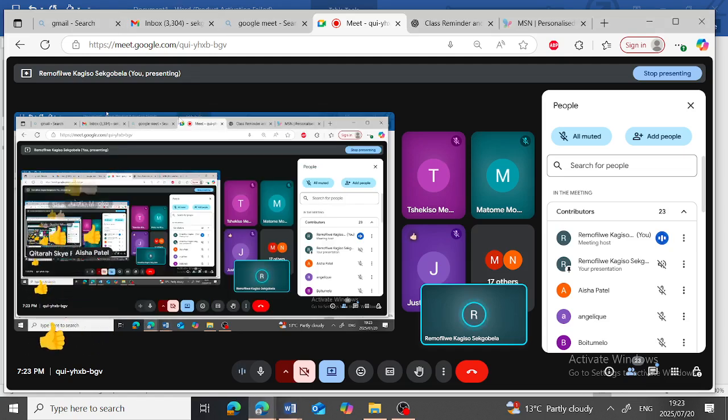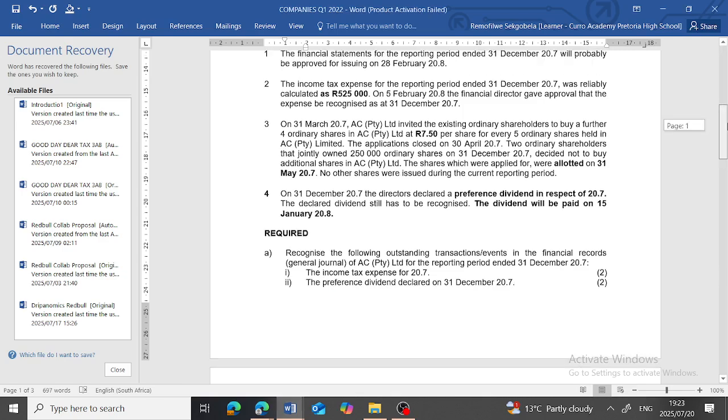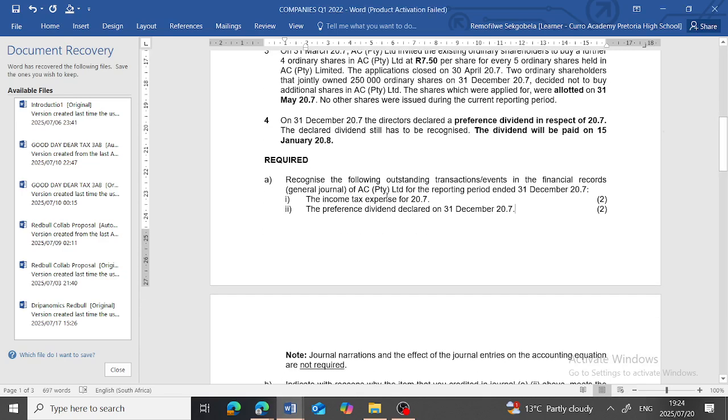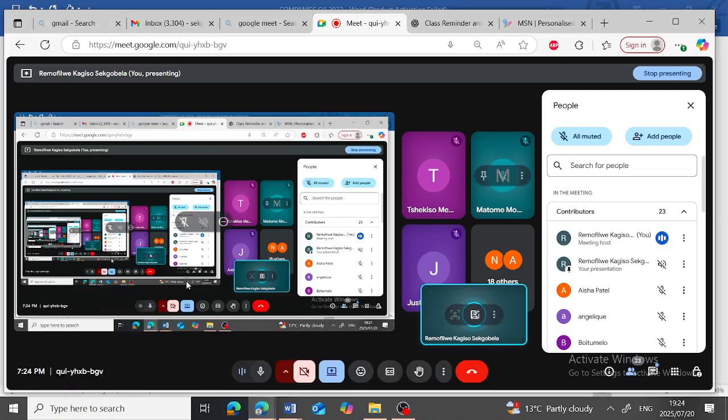Okay. So if we are done with that, we're then going to move on to the one where we're dealing with the preference dividends. No information is given in relation to the preference dividends declared. So where must we find the information to know how much exactly our preference dividends are, guys? Where must we look to get our answers?